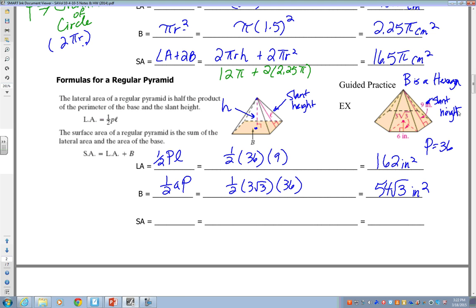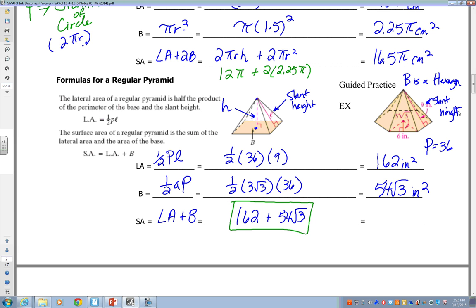Now, to get the total surface area, you're going to do the lateral area plus the area of the base. We already know the lateral area is 162. The area of our base is 54 root 3. So what would I need to do to show the exact answer? There it is, right there. That's the exact answer.